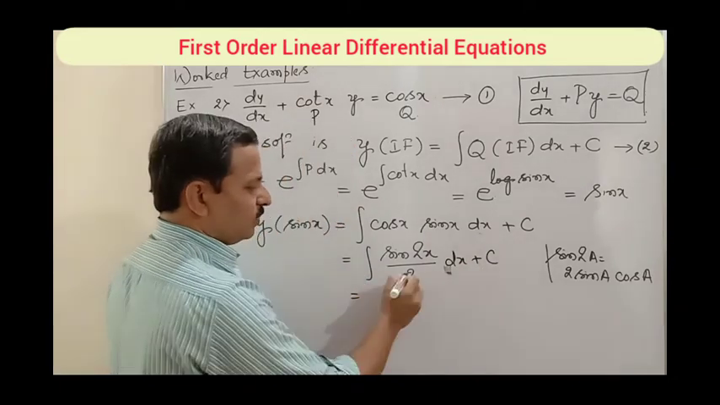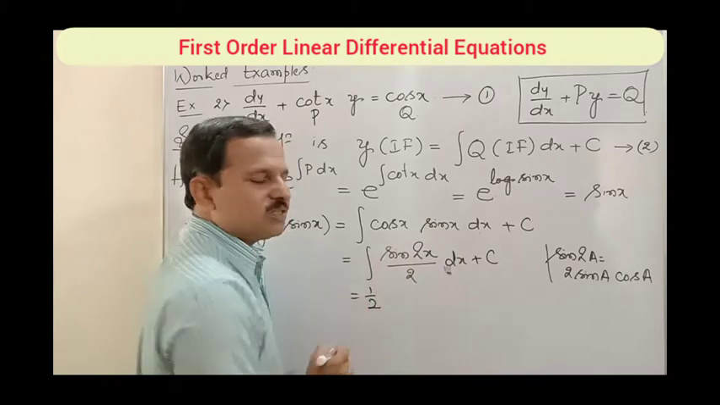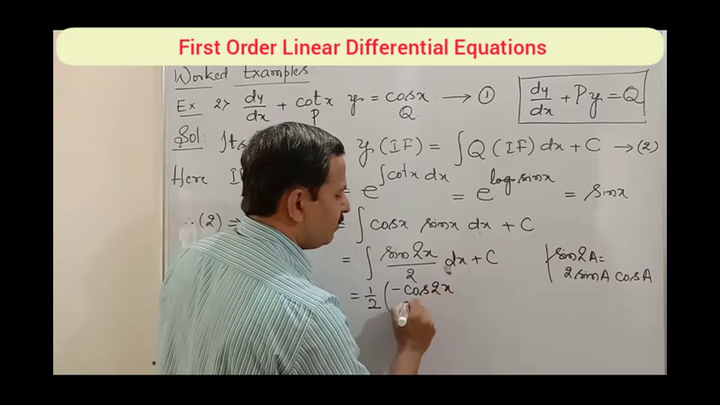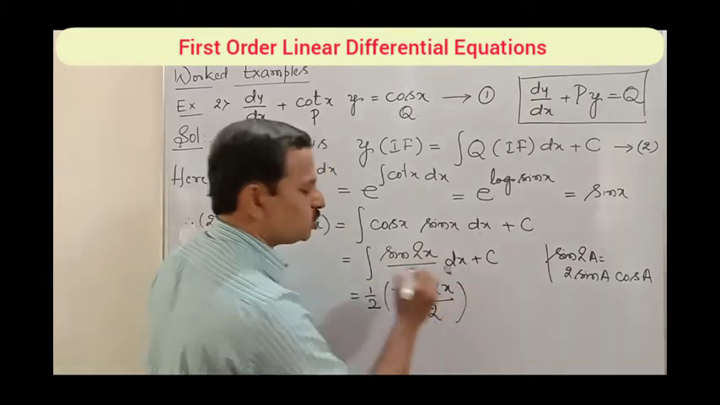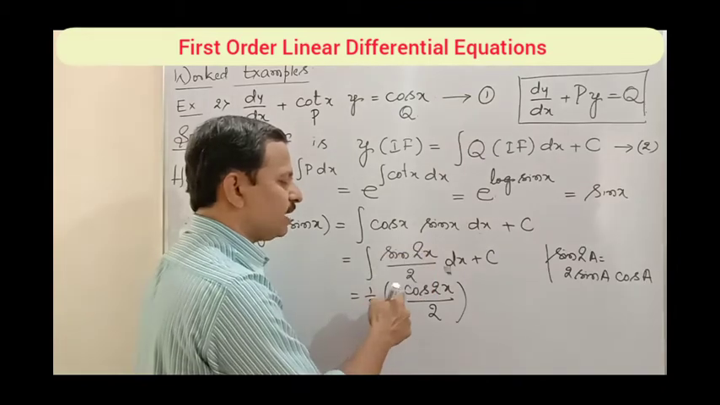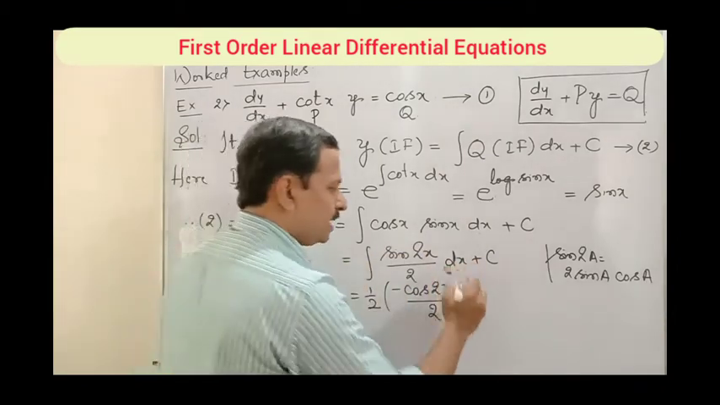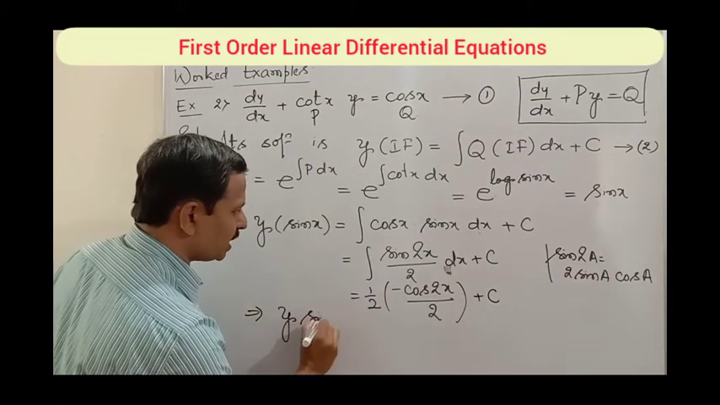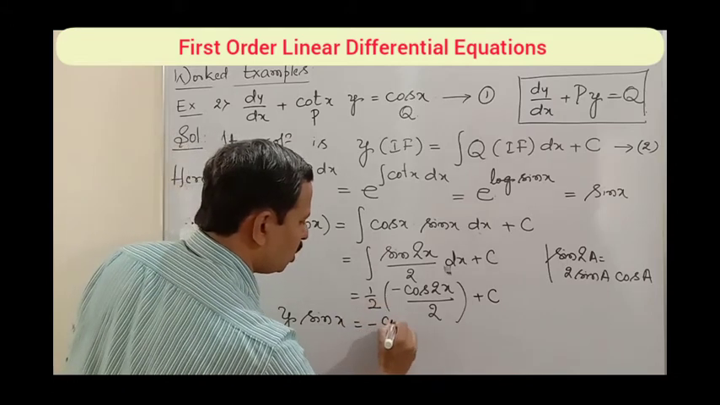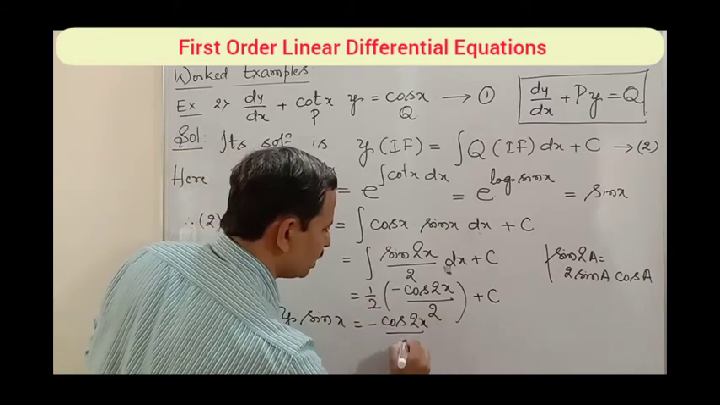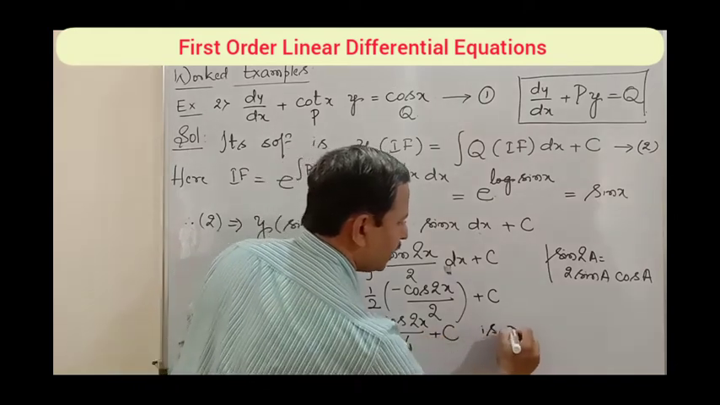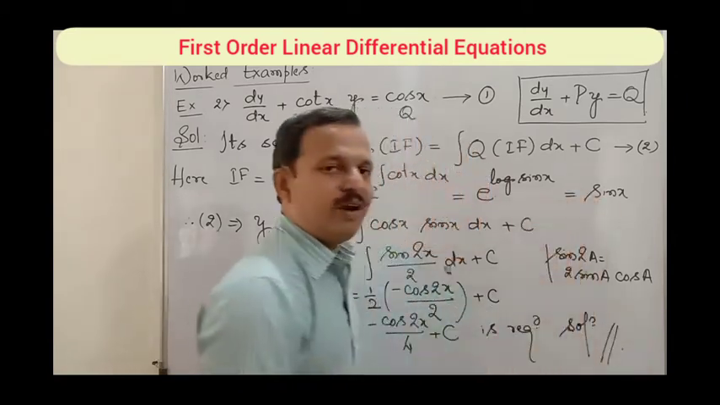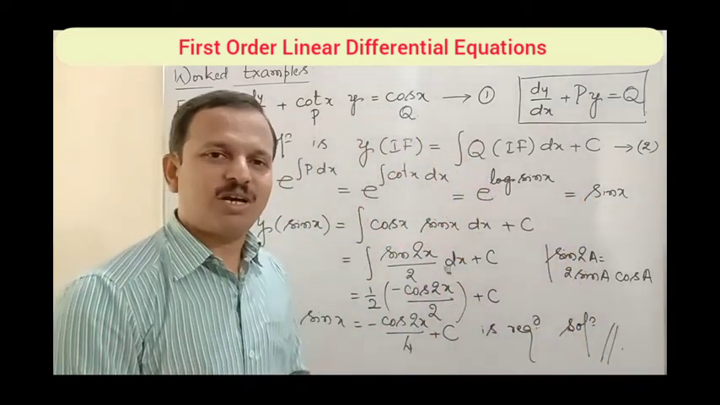Now this is equal to 1 by 2 as it is. Integration of sin is minus cos. It is minus cos of 2x divided by the coefficient of x, that is 2 over here. So integration of sin 2x is minus cos 2x divided by 2 plus c as it is. Now finally, if we write, it is y into sin x equals minus cos of 2x by 2 into 2, it is 4, plus c. This is the required solution, or particularly the general solution of the given differential equation, which is first order and linear.